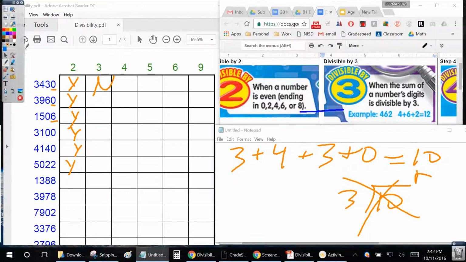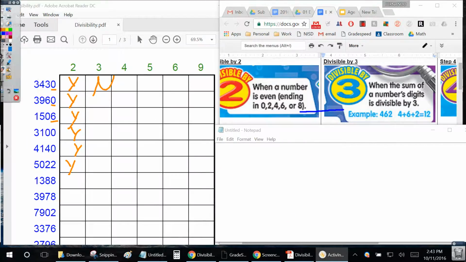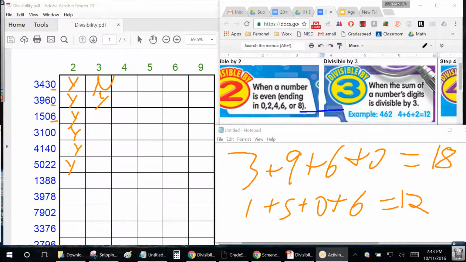Next problem. The next problem has 3 plus 9 plus 6 plus 0, and that's going to be 18. 18 is divisible by 3, so that will be a yes. What about 1 plus 5 plus 0 plus 6? 6 plus 6 equals 12. So that's most certainly yes. So that was the rule of 3's.